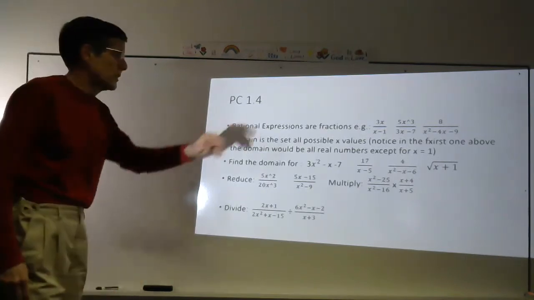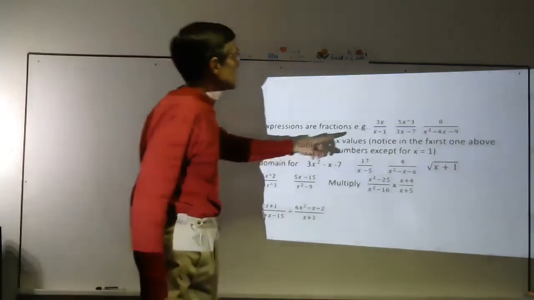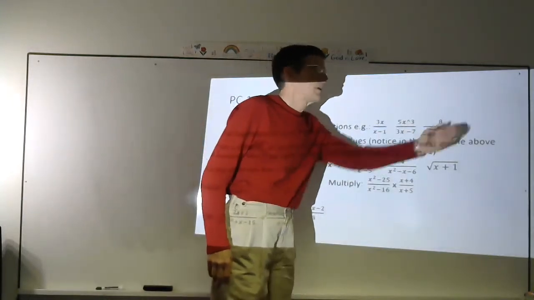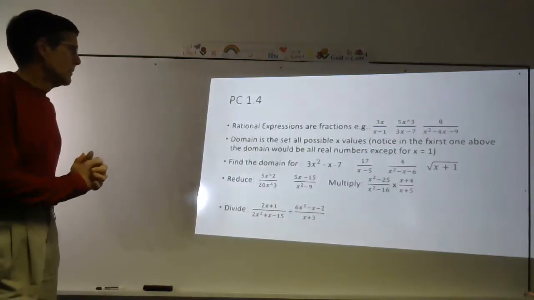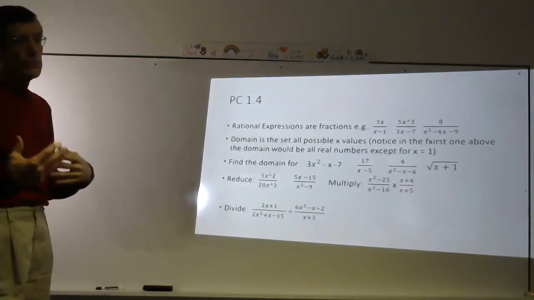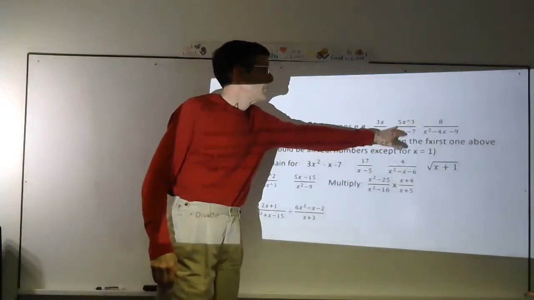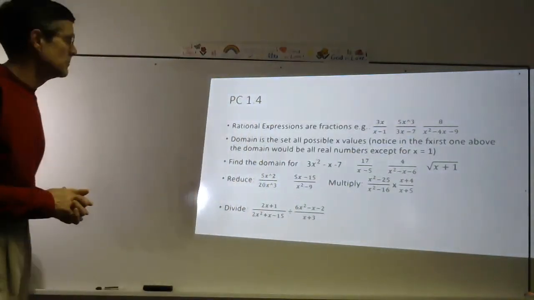First, rational expressions are fractions of those forms. Hopefully you can see those. Some of them are a little small, but those are all fractions. 3x over x minus 1, 5x cubed over 3x minus 7, 8 over x squared minus 4x minus 9. Those are all rational expressions. Now, rational numbers, as you recall, are numbers that can be written as fractions. So in algebra, we call rational expressions fractional rational expressions where they have variables, exponents, and numbers.